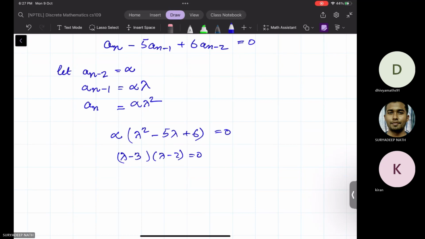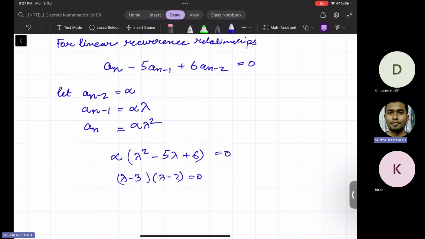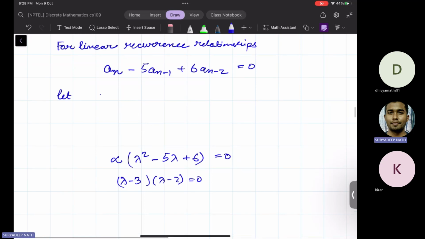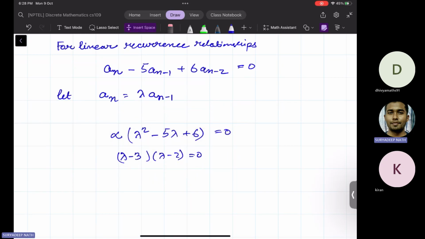Actually, wait. We assume this relationship, not this one. Write it like this: we assume a_n as some lambda times a_(n-1).